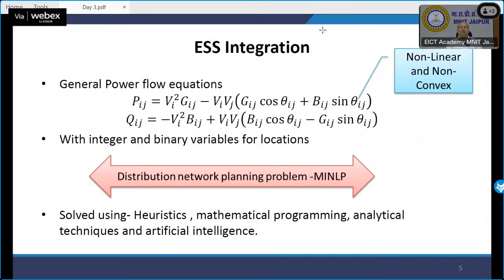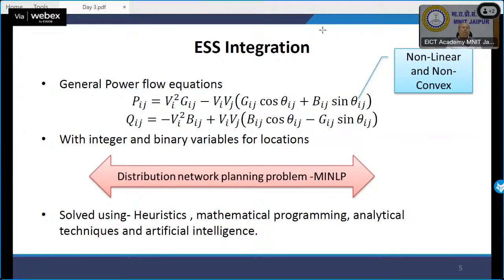Now let us get into mathematical formulations for energy storage system integration. One thing, all of you please try to understand, the optimal siting and sizing of a battery is a completely non-linear and non-convex problem. We'll see how this can be solved slowly.